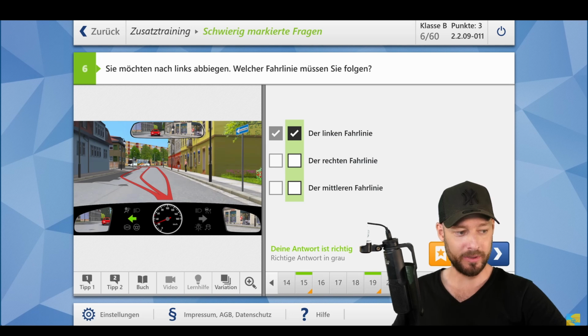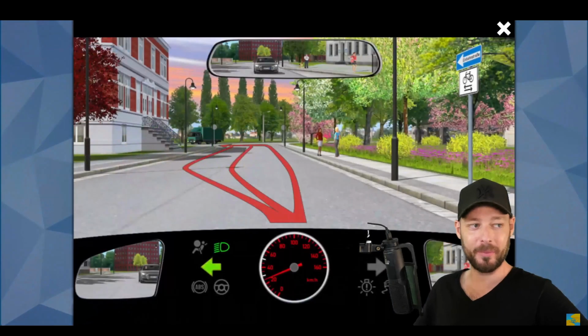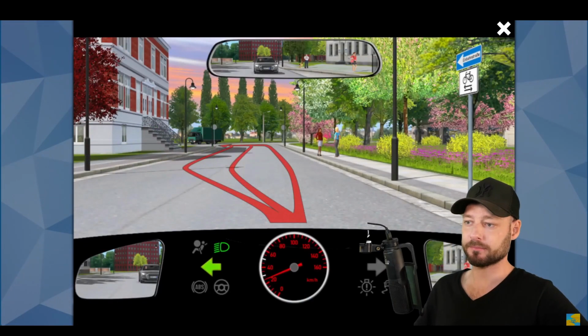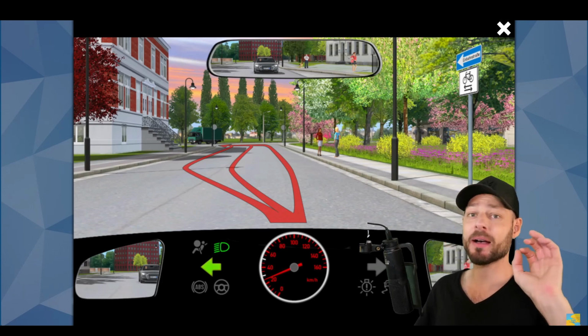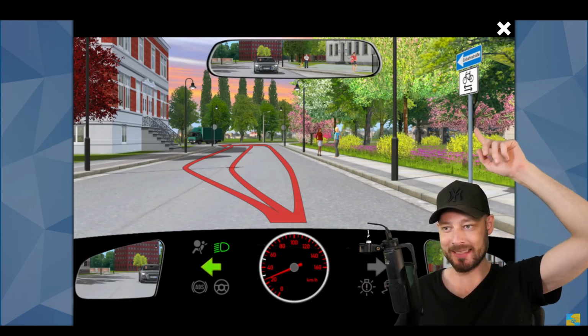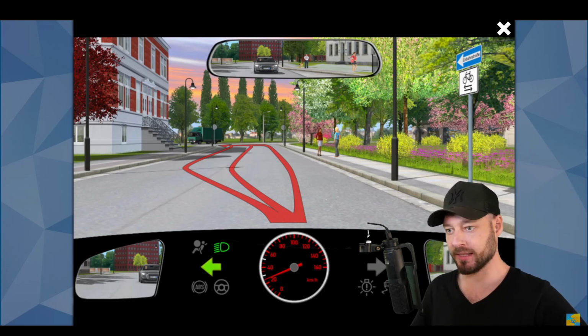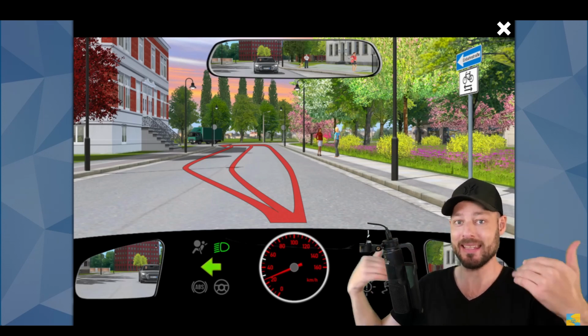Let's see if I can get the matching opposite image right away. Perfect. You want to turn left. Which lane do you have to follow? So here too, always position yourself as far to the left as possible. This time, however, we see an additional sign below the one-way street sign, which means that in this case, cyclists can also come towards us.